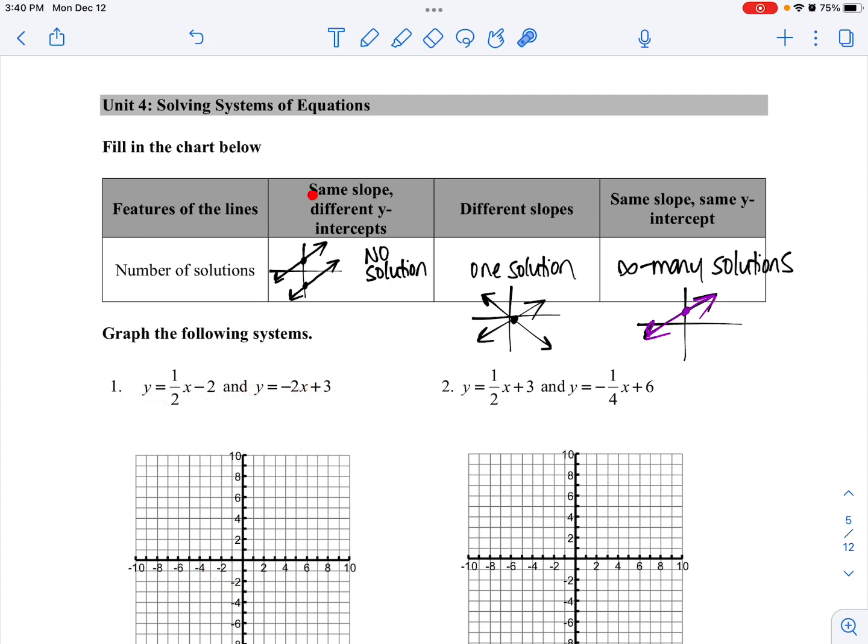When two lines have the same slope, but they start on the y-axis in different places, like one of them starts here, one of them starts here, but they have the same slope, that looks like train tracks or skis. They do not touch, so there is no solution. If the two lines have different slopes, then they're going to touch somewhere. That means there's one solution. There's only one spot where two lines can touch if they have different slopes.